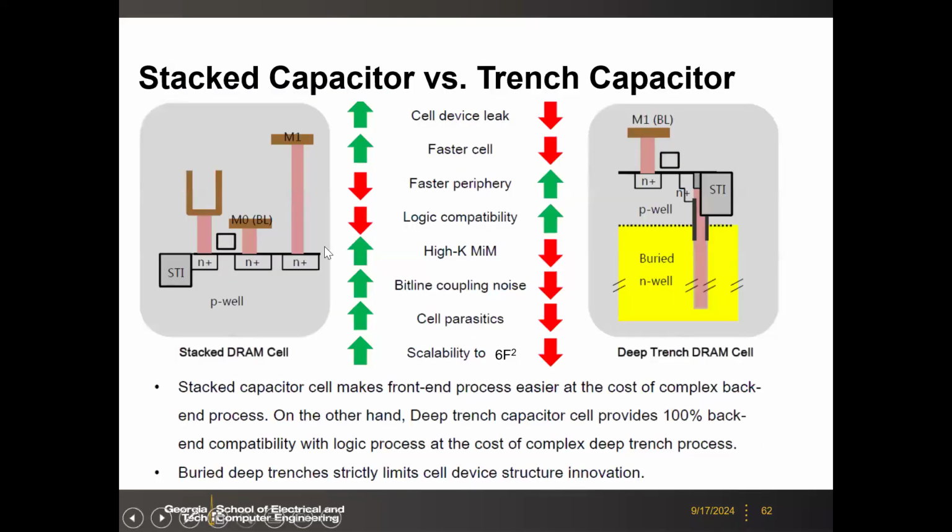So here, this is a comparison between those two, right? For example, for the stacked DRAM, you can easily do the high-K dielectric deposition on the stacked trench, not trench, I mean stacked cylinder. And then it will allow you to scale to 6F square. We will talk about that in the next few slides. So the only advantage that the trench capacitor has is the logic compatibility. So you can do the trench first and then finish your rest fabrication in the logic foundry. So that's why it's used for the eDRAM, embedded DRAM.